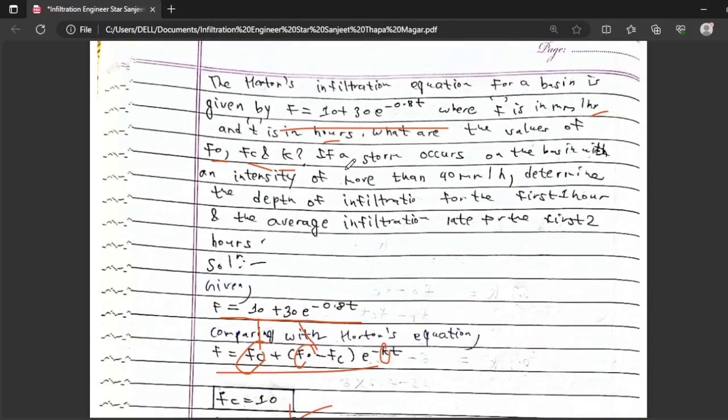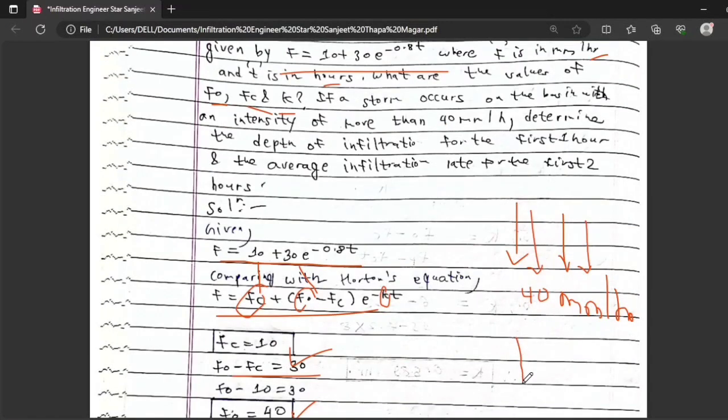In the second part, if a storm occurs on a basin, catchment or watershed with an intensity greater than 40 mm per hour, determine the depth of infiltration for the first hour and the average infiltration for the first 2 hours. This is for the first hour and this is for the first 2 hours, where I need to find the average infiltration.